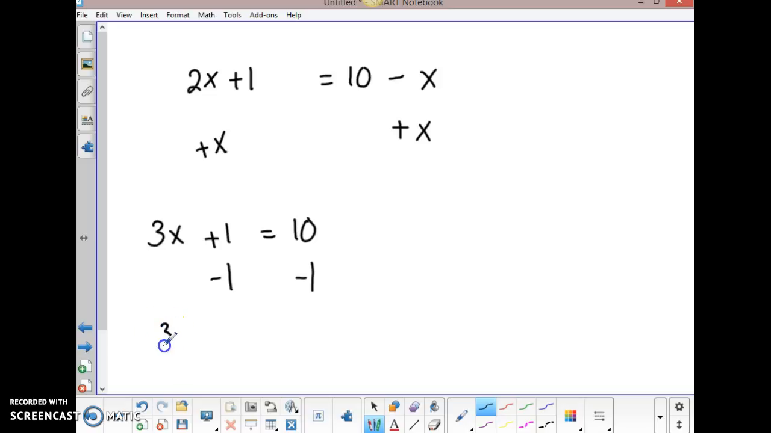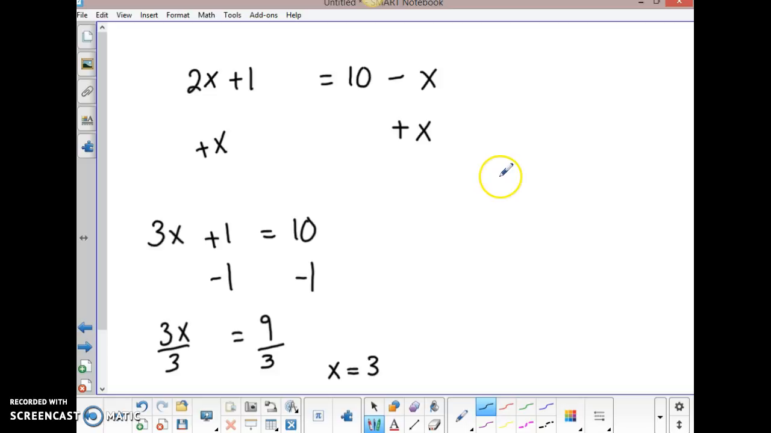And when we do that, we end up with 3x equals, remember those will cancel out, the 1 and the negative 1, and we have 10 minus 1, which is 9. Now we have 3 to get rid of, and since it's multiplied, we're going to divide both sides by 3, and this way our solution becomes x equals 3.